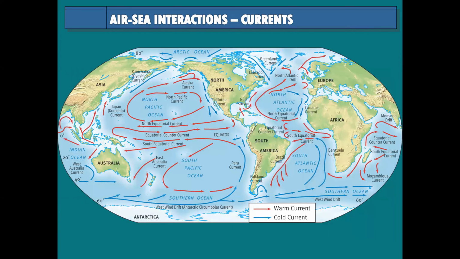Again, here's an example from the textbook where you tend to find warm currents and cold currents. Warm currents are in the red, of course. Blue currents imply cold.